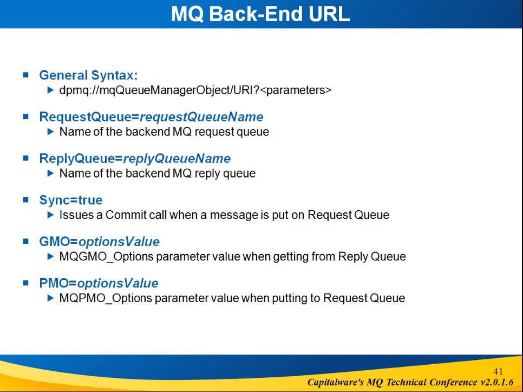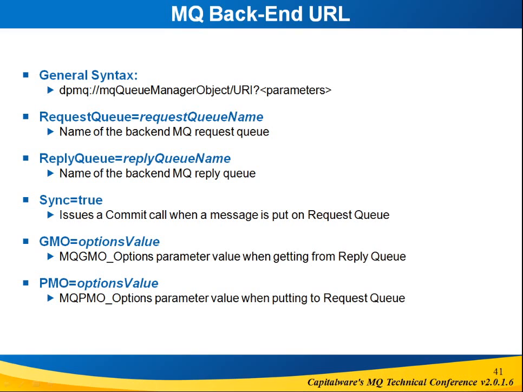This is optional because it might be a one-way message, or we might be using the reply to queue name dynamically to choose the back end reply queue name. Sync equals true. This has a special value and a special significance, which I'm going to cover in much more detail later. But suffice it to say, if you have this option included, sync equals true, at the point where you put the message onto the request queue, a commit will be issued at that same point, and that will cause that message to be immediately committed onto that back-end queue.